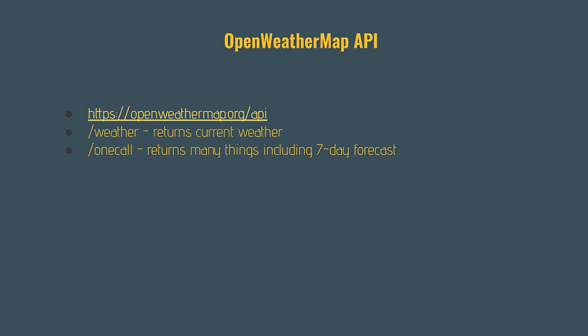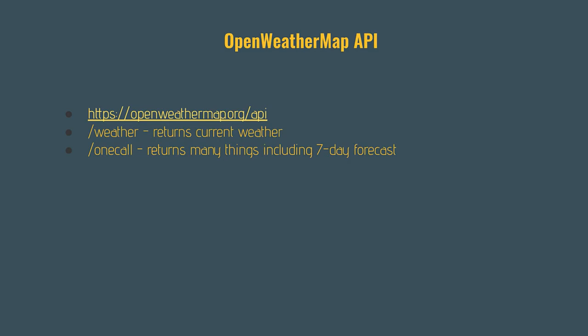The API itself can be found at openweathermap.org/API. That's where you can find more information about it. And in the demo later on, we will actually be showing how to create your free account and get hold of your API key.